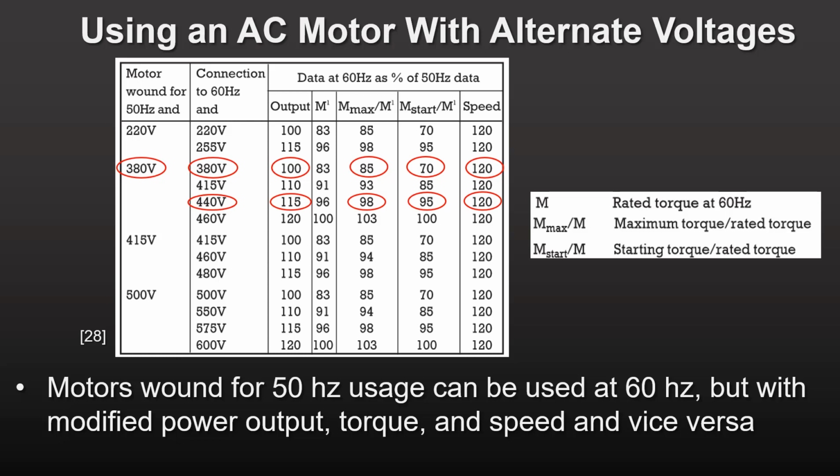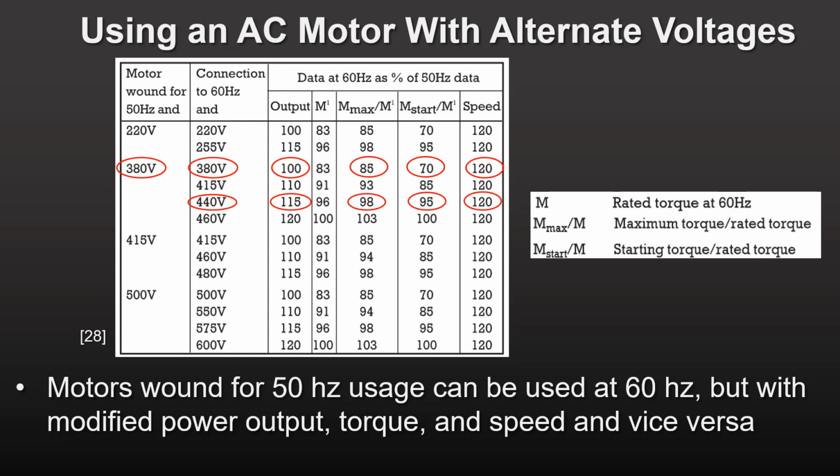its rated speed. If you ran the motor in North America at 440 volts, 60 Hz, the extra voltage input would increase the power to 115% of its rated spec, while the max torque would be increased to 98% of rating and the starting torque to 95% of rating. The speed would also increase to 120% of its rated speed. A motor wound for 440 volts and 60 Hz, but used at 380 volts 50 Hz, will have its properties changed by the inverse percentages.